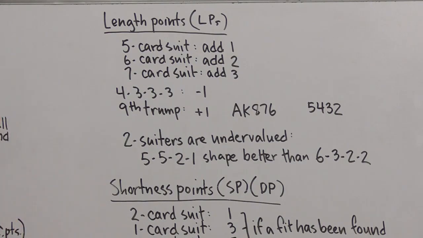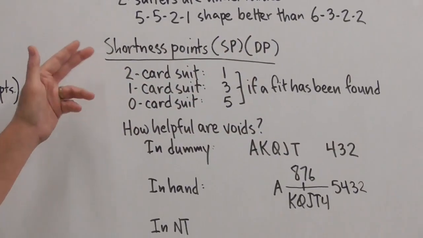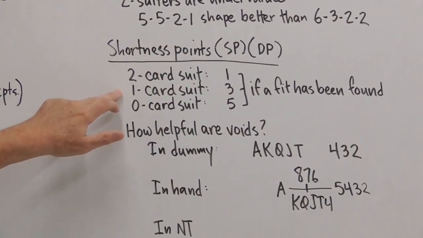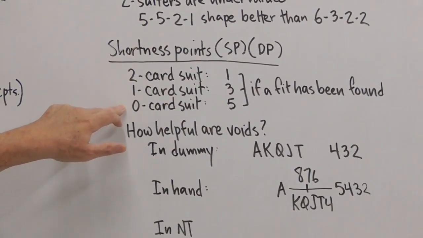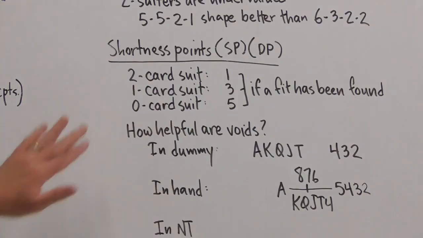Now we're going to consider shortness points, which are sometimes also called dummy points. And we're going to give ourselves 1 point for a 2-card suit, a doubleton, 3 points for a 1-card suit, and 5 points for a void, a 0-card suit, but only once a fit has been found. Obviously, a void in partner's suit is not so good, and a void in no trump is not so good. So let's ask ourselves for a moment, how helpful are voids?